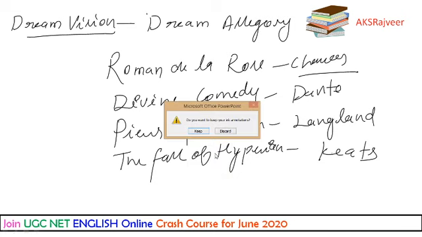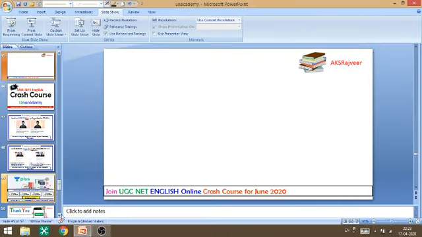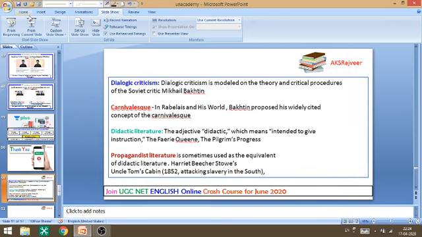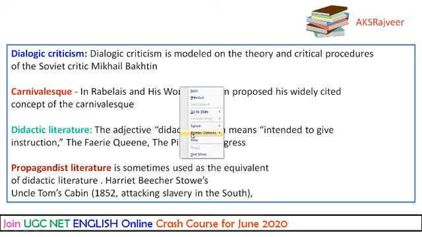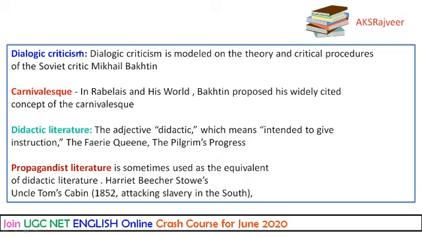So let me show you something more important. Now you can see on my screen, this is about dialogic criticism. Learners, dialogic criticism was developed by whom? It was developed by Mikhail Bakhtin, a Soviet critic. Carnivalesque is a term developed by Mikhail Bakhtin in Rabelais and His World.